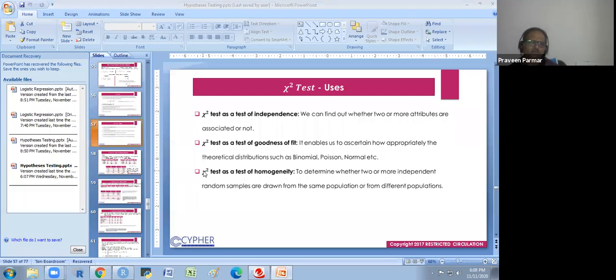And we don't perform this mostly. We use mostly the chi-square test in research papers, these two. So sometimes we forget the name of that test.